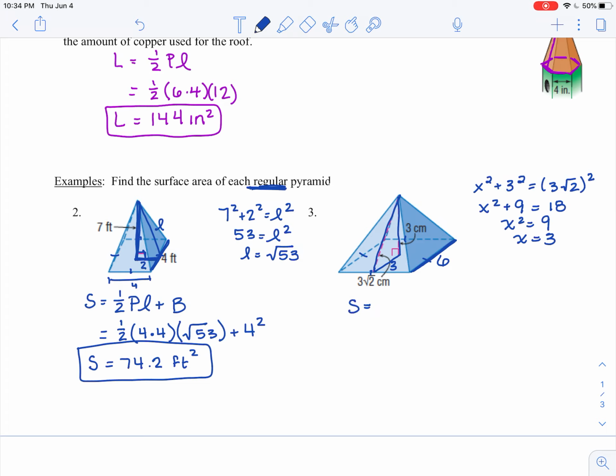Now we can find the surface area. So we can plug in 1/2 times the perimeter. The base has 4 sides that are each 6 centimeters, times our slant height of 3√2, plus, to find the area of that square base, again, we're going to take the side and square it, so 6 squared. That makes the surface area for question number 3, 86.9 square centimeters.